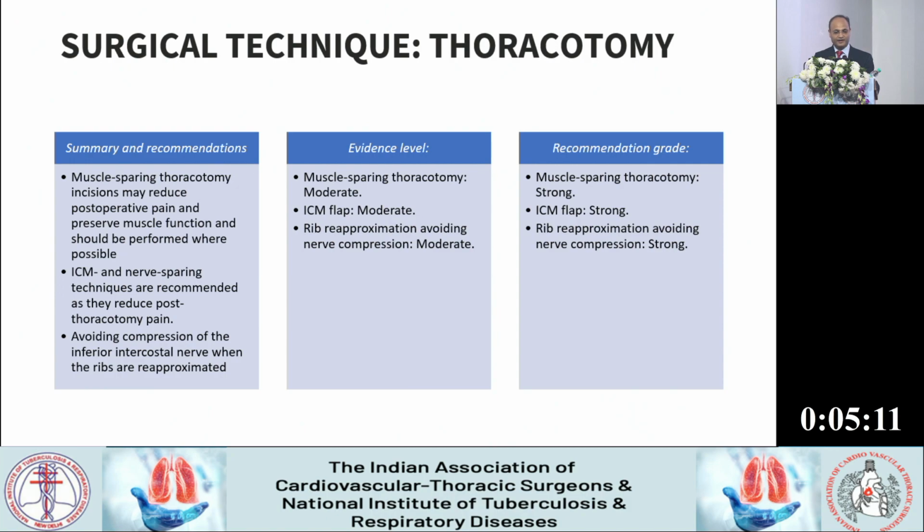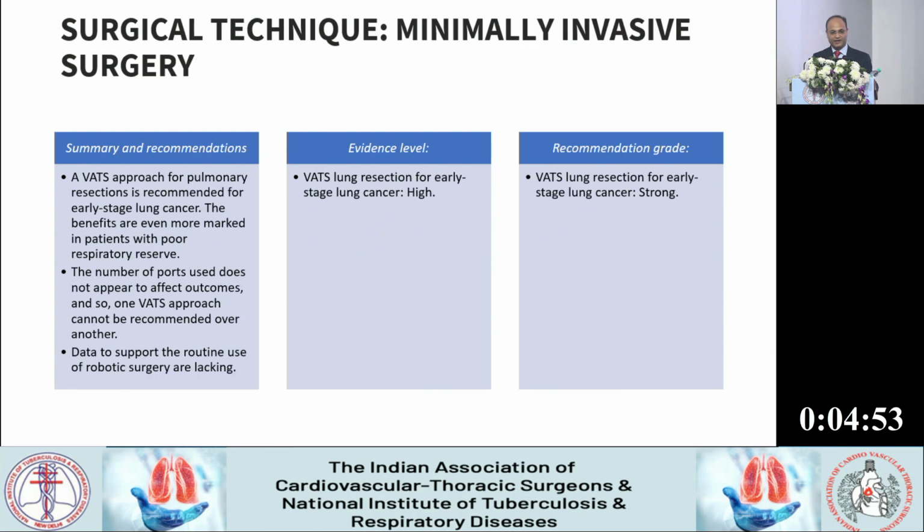Muscle sparing thoracotomy incision may reduce post-operative pain and preserve muscle function and should be performed wherever possible. Intercostal muscle flap and nerve sparing techniques are recommended as they reduce post-thoracotomy pain. Avoid compression of the inferior intercostal nerve whenever the ribs are reapproximated. A VATS approach to pulmonary resection is recommended for early stage lung cancer. The benefits are even more marked in patients with poor respiratory reserve. The number of ports used does not appear to affect VATS outcome, and so one VATS approach cannot be recommended over another. Data to support the routine use of robotic surgery were lacking when these guidelines were framed.